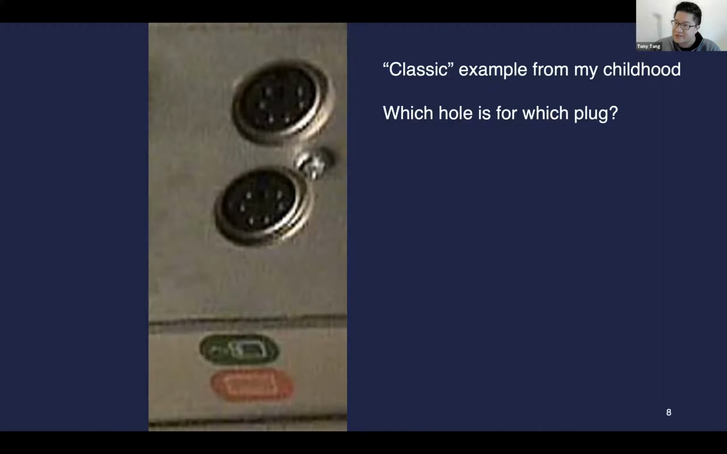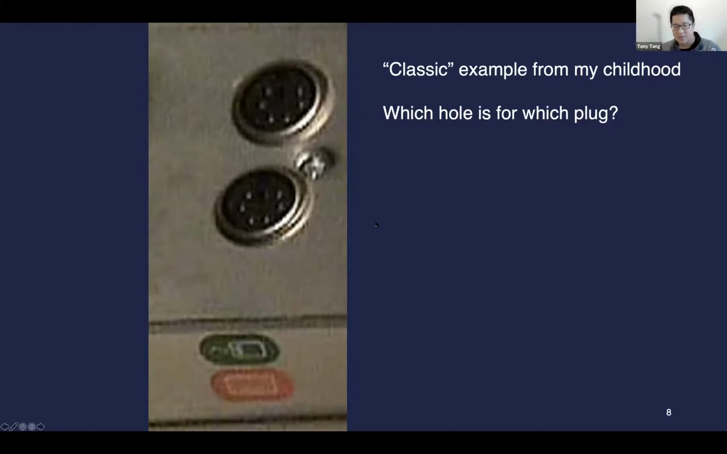And so we plug these two things into our computer. Part of the problem is that usually it's behind the computer, so you couldn't see the back of the computer. But anyway, even if you could see the back of the computer, one of the problems is you weren't sure which one to plug it into, right?